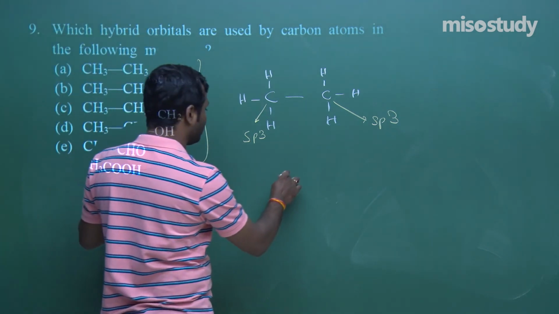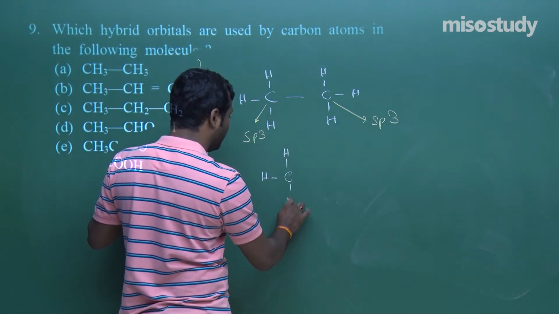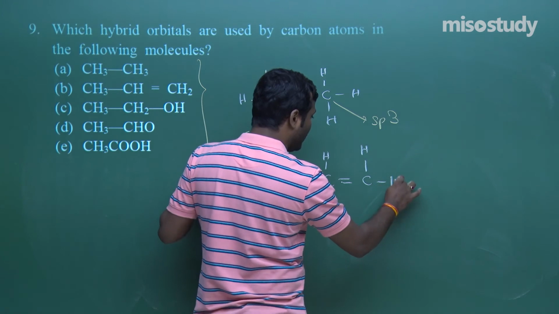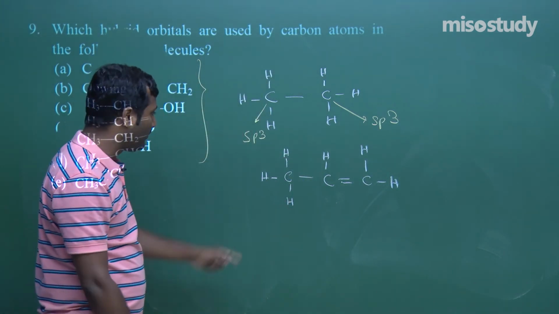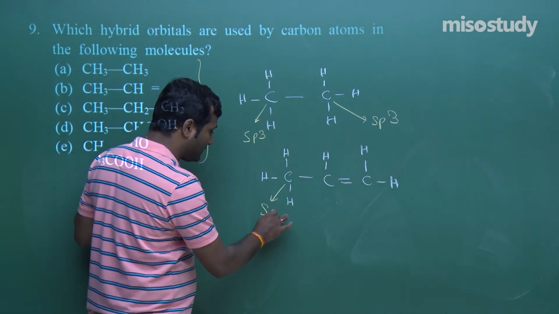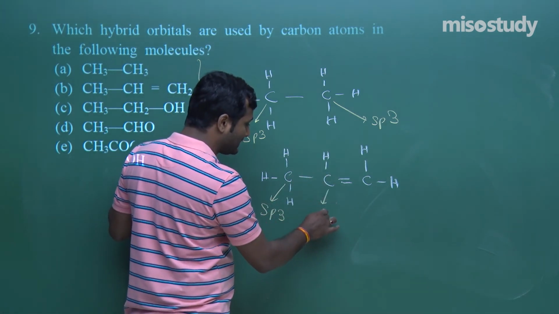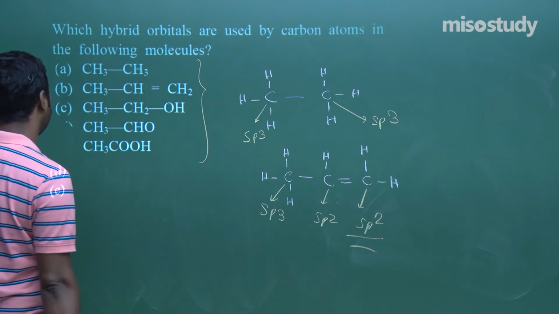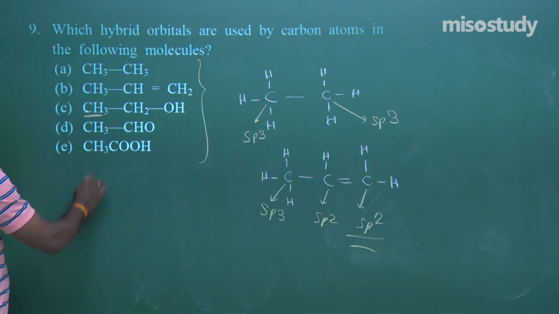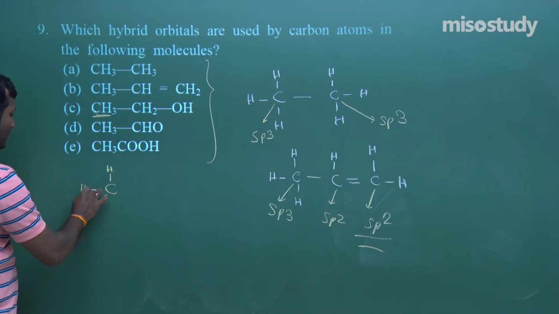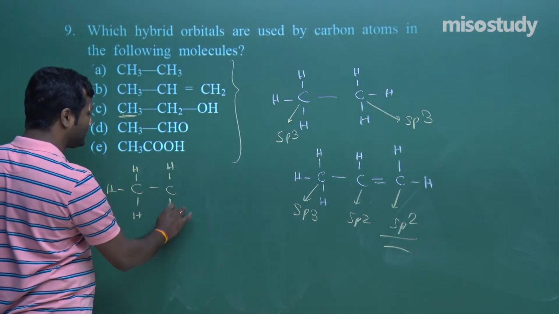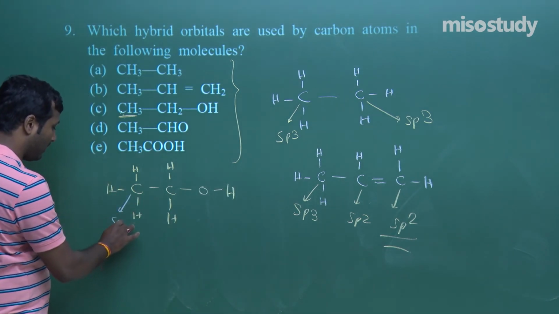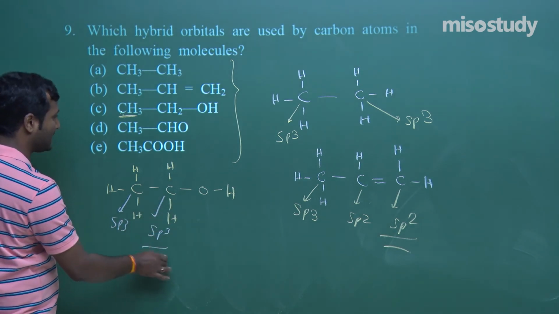Now CH3CH. If I write here CH3, clear to you, then CH, then double bond CH2. Now count the number of sigma bonds. 1, 2, 3 and 4, that is sp3 hybridization. 1, 2, 3, that is sp2 hybridization, and this one is again sp2 hybridization. Clear to you? Now this one again we will write here, that is CH3, then CH, then O and then H. Now we will say 4 sigma bonds, sp3, 4 sigma bonds, sp3.